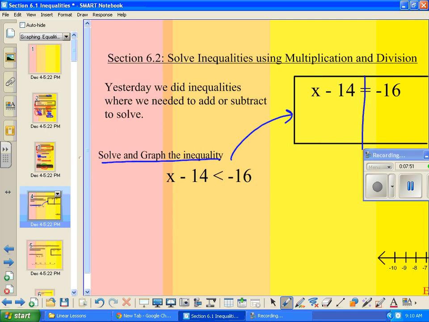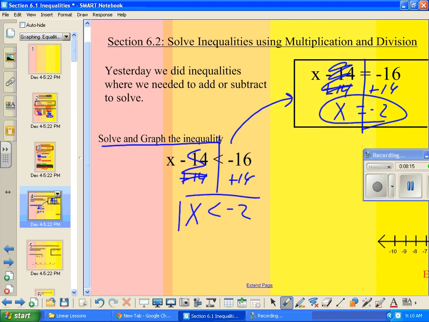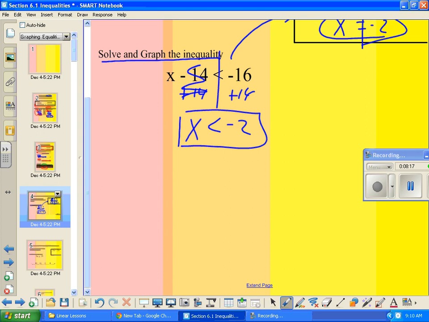x minus 14 equals negative 16. Well, in this equation, when we were starting to learn equations, we knew we would add 14 to both sides. And that would give me the solution, x is equal to negative 2. Well, same thing in an inequality. I'm going to add 14 to both sides. In this case, instead of equals, though, I'm just going to get x is less than negative 2.